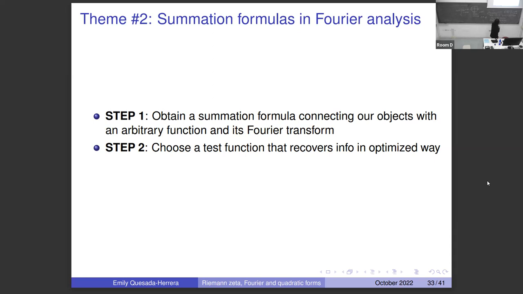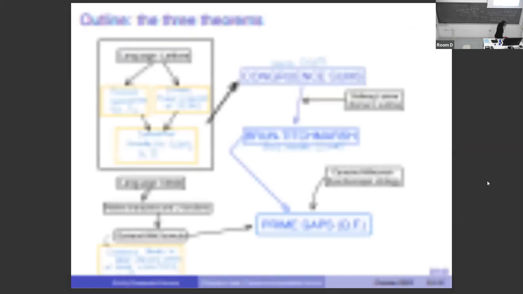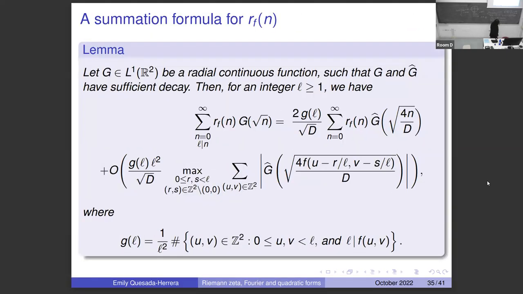Let me show you a little bit how this looks. For the first result, we have this formula here. This is a very good formula, and I think it's nice because the important part is here on the left: we have exactly what we're looking for. We have a sum of our quantity Rf, which is what we want to understand in our first result, and only over multiples of L, like we want.